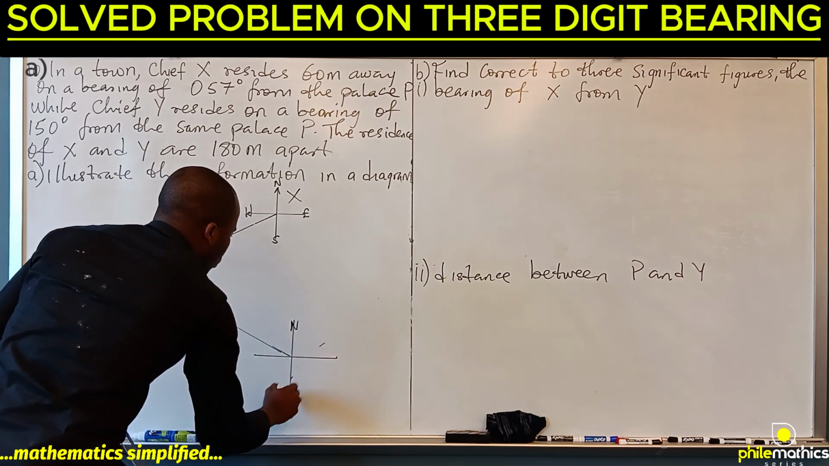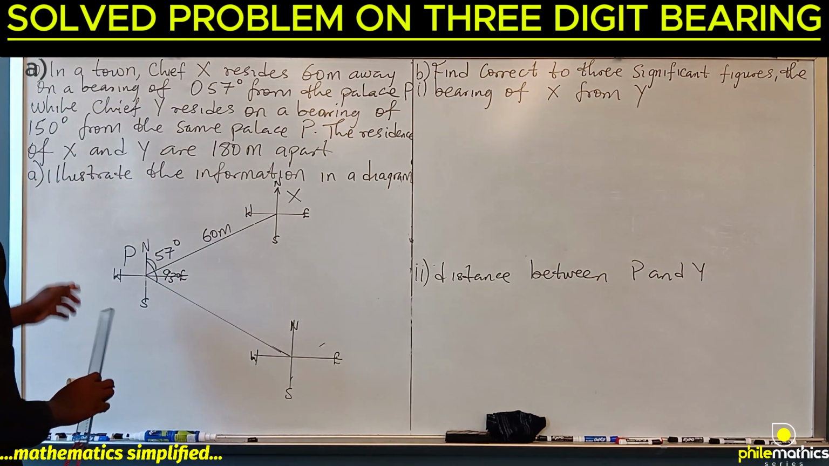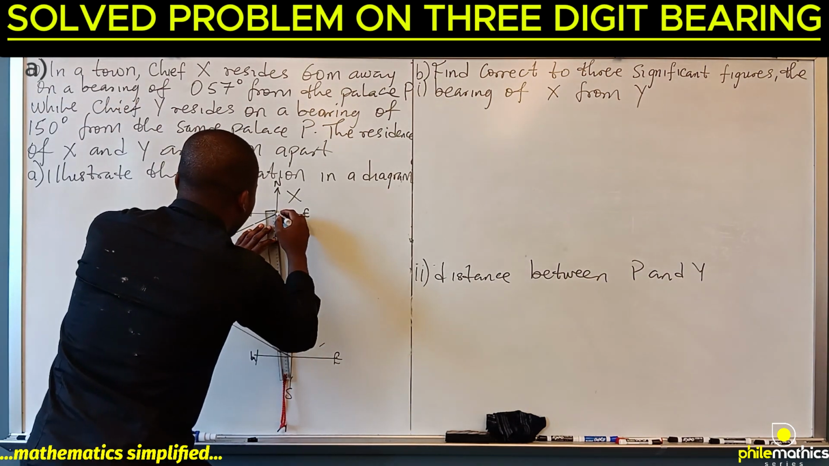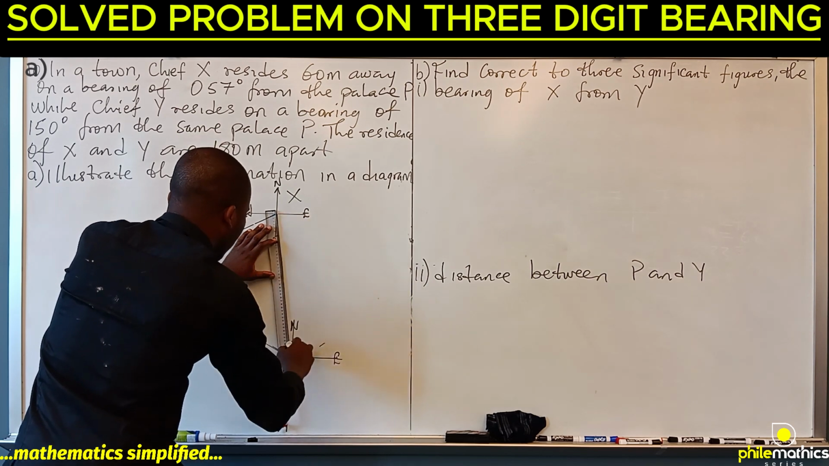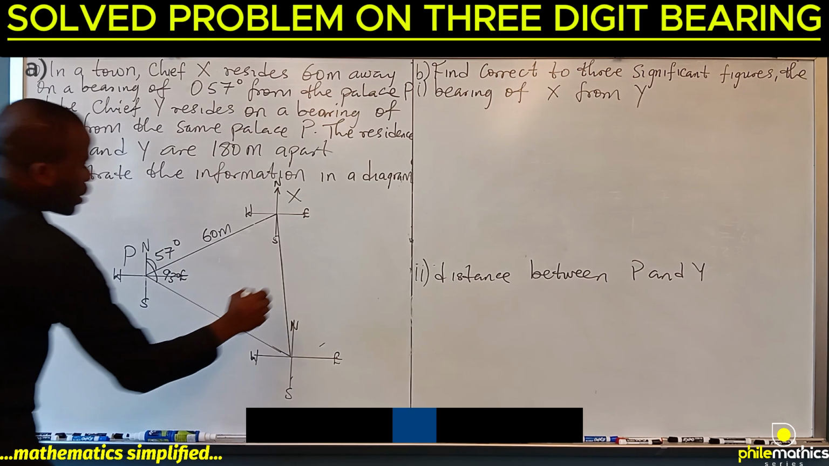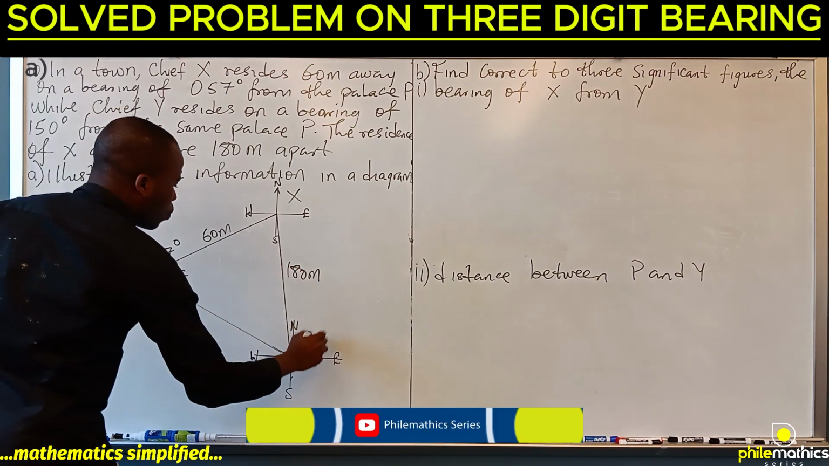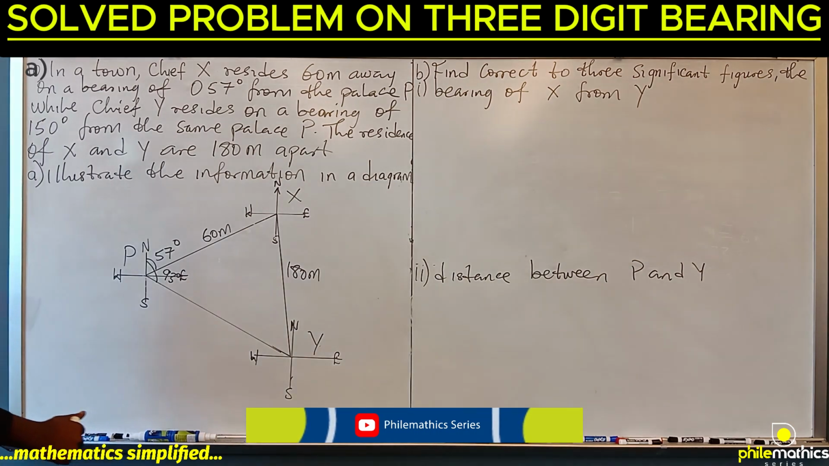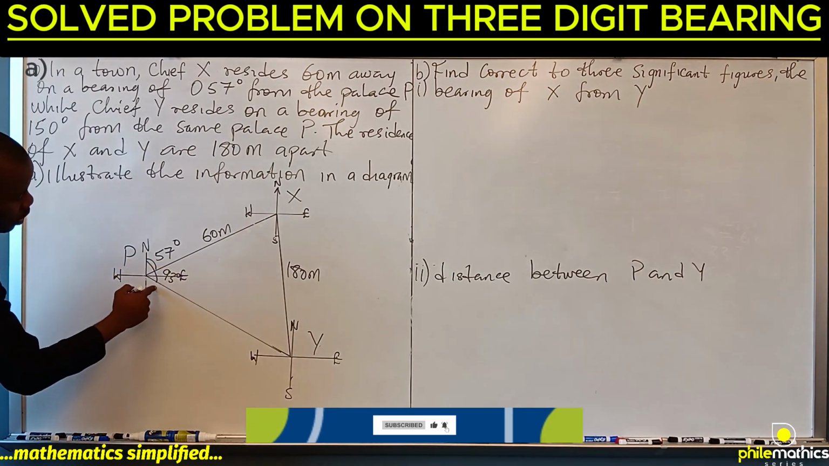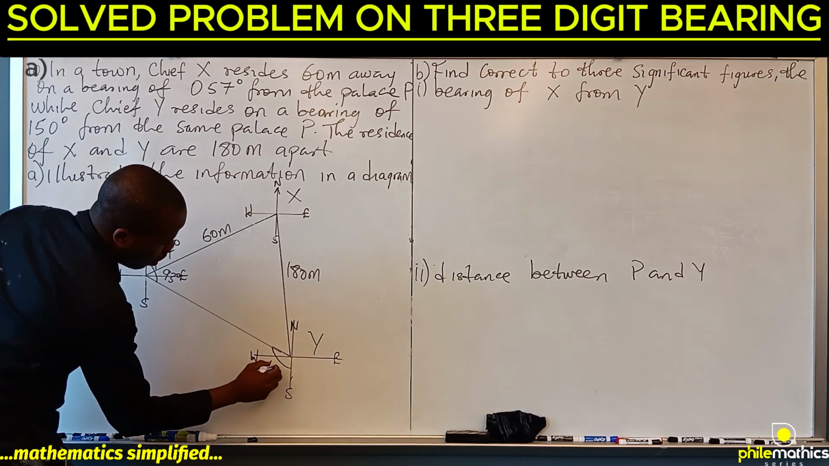North, south, east, west. Let's finish it. We are told that X and Y are 180 meters apart. So this is 180 meters apart. This is Y. So if here is 150 degrees, we already know that by alternate angles, here is 150 degrees too.